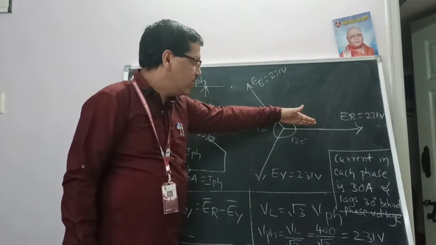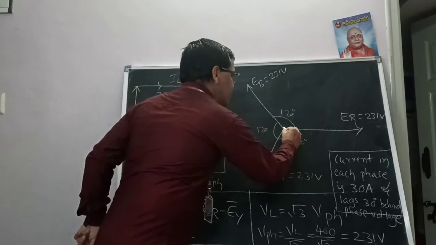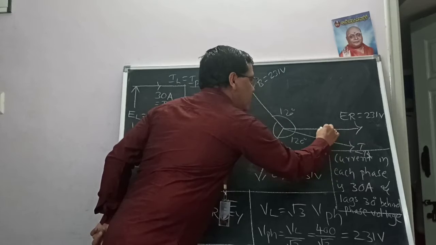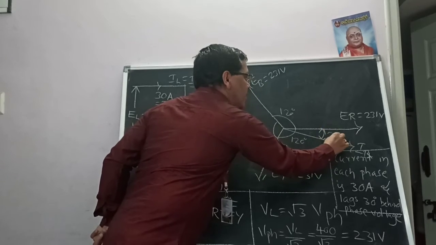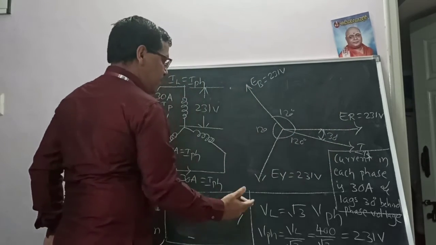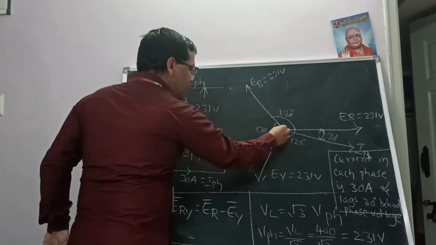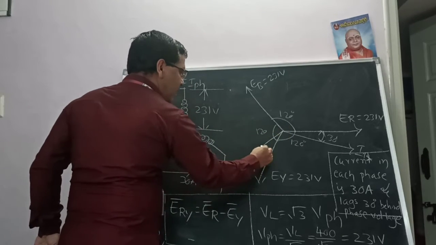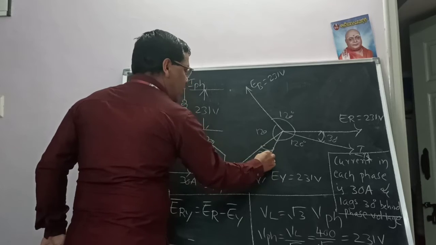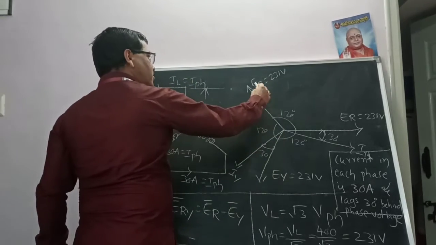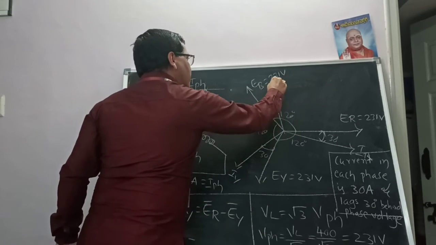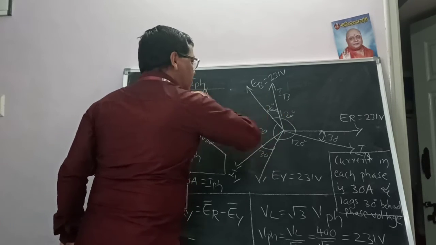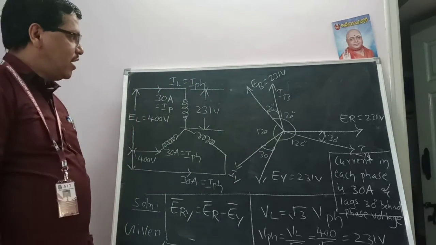Suppose this is the phase voltage. For this phase voltage, the current IR is lagging at an angle of 30 degrees from this phase voltage. And this is the phase voltage EY, and so IY is this. This IY lags at an angle of 30 degrees. Then followed by this phase voltage, the current is IB. IB is lagging at an angle of 30 degrees. So this is the vector diagram.